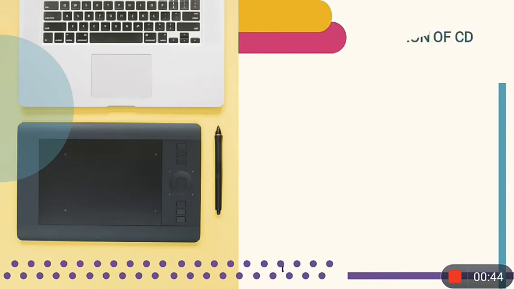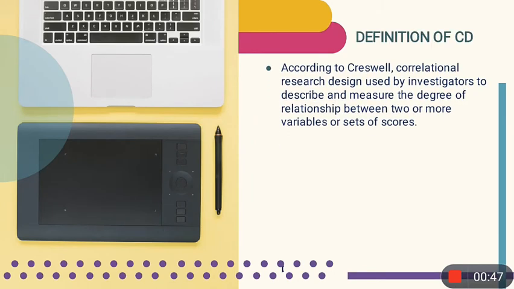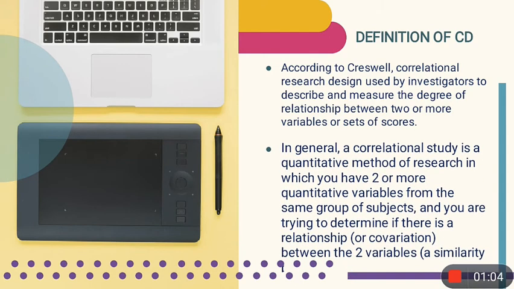So, let's see the definition of CD, correlational design. According to Creswell, correlational research design is used by investigators to describe and measure the degree of relationship between two or more variables or set of scores. In general, a correlational study is a quantitative method of research in which you have two or more quantitative variables from the same group of subjects, and you are trying to determine if there is a relationship between the two variables, a similarity between their means.